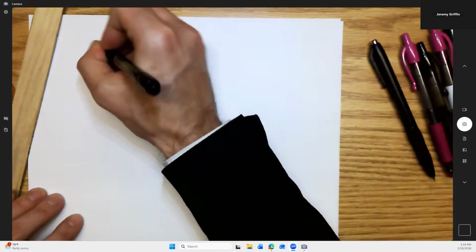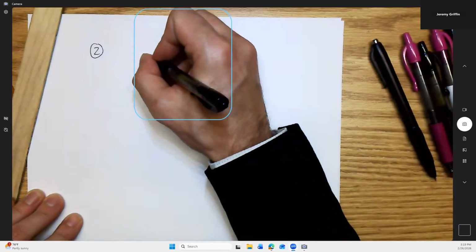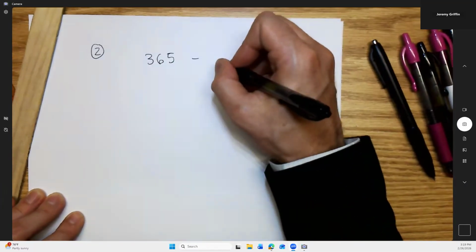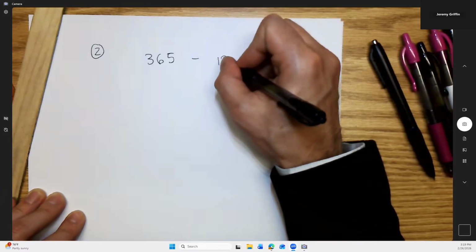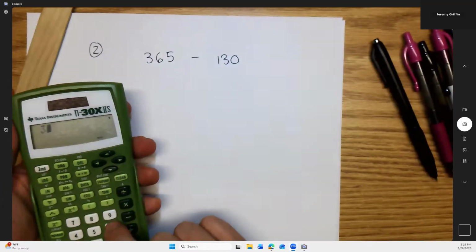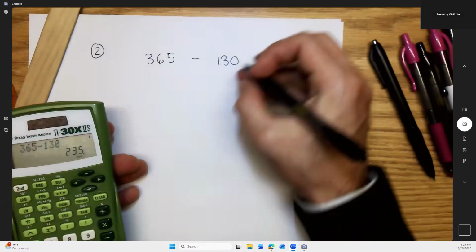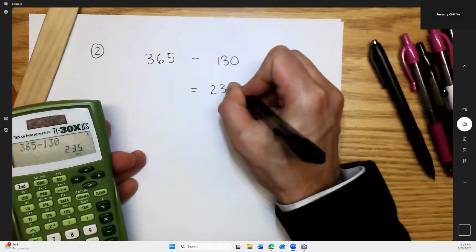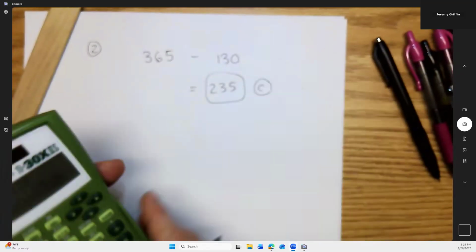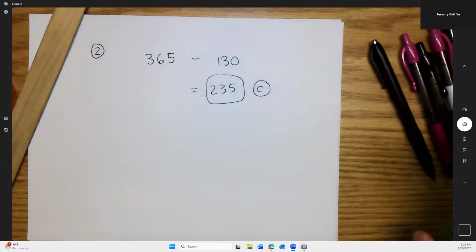So here, I'll write this out. The average warehouse has 365 employees. The average supermarket has 130 employees. And they said how much greater? Shouldn't you just subtract? Let's see, what is that? 365 minus 130. I'm getting 235. That should be the answer. That looks like C. Let me confirm. Yeah, 2 is C. You guys got 2 is C?